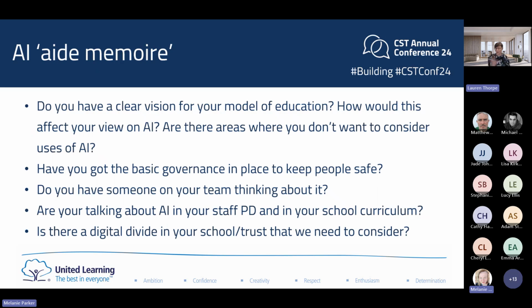So finally from me, and then hopefully that leaves time for some questions. I thought it'd be helpful to just have a sort of AI memoir. Some of you will be further along in your journey in terms of thinking about the role of AI in your schools and trusts. But I think having this clear vision for your model of education and how this would affect your view on AI is really critical. So what place do you think it should have within your trust and your school? And then what role do you want to have centrally through your central policies and guidance in sort of policing or managing that?